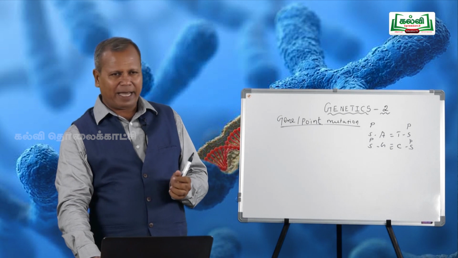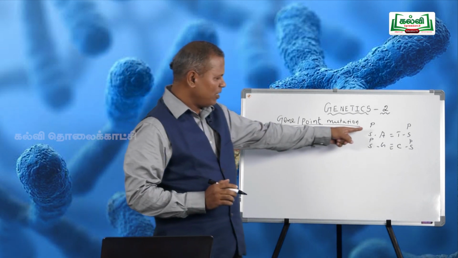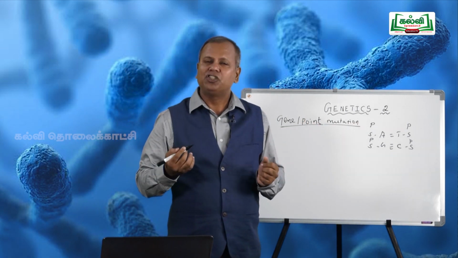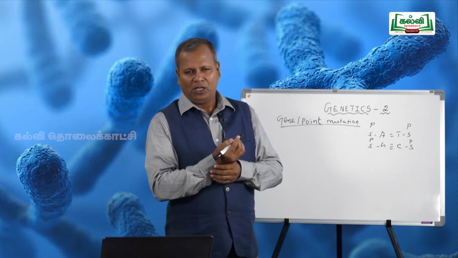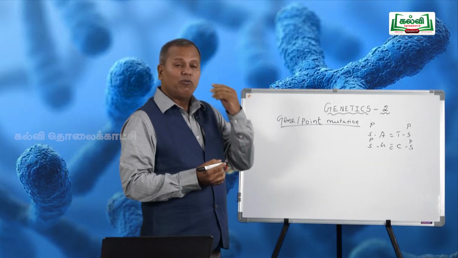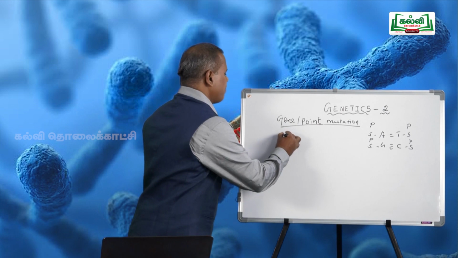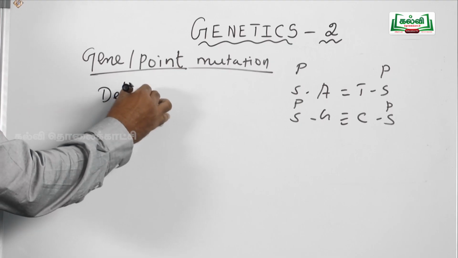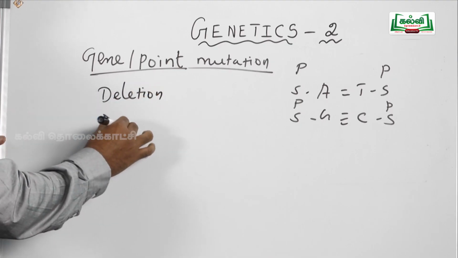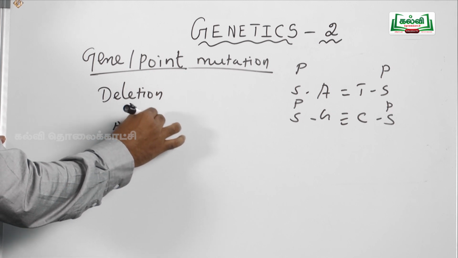A sudden change that takes place in a nucleotide or a pair, we are calling it as gene or point mutation. So, three types of gene or point mutation are reported in organisms, namely number 1 deletion, number 2 addition, and number 3 substitution.